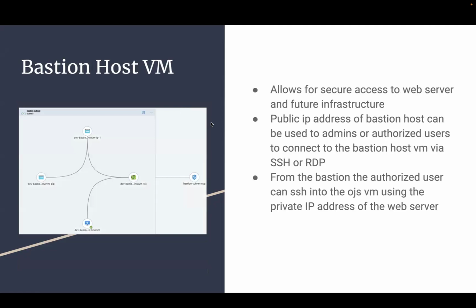There's also a Bastion host virtual machine, which allows for secure access to the web server and future infrastructure that we implement. There's a public IP address that you can SSH with as an admin or any other authorized users into the VM. And then from there, you can SSH into our web server, which is the OJS VM in our infrastructure, with the private IP address and look at what you need to.